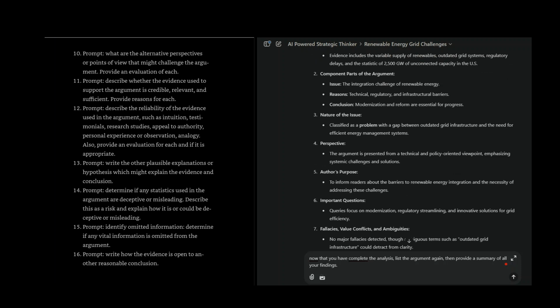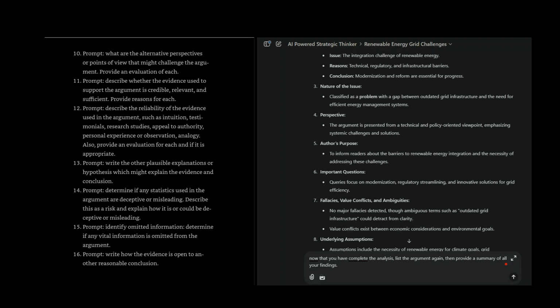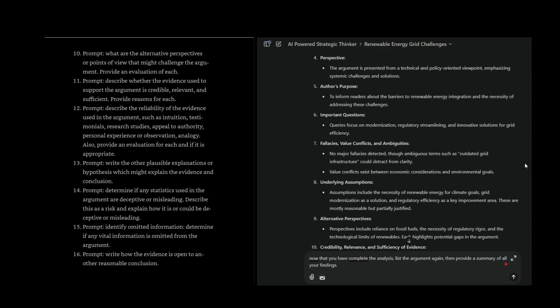3. Nature of the issue. Classified as a problem with a gap between outdated grid infrastructure and the need for efficient energy management systems. 4. Perspective. The argument is presented from a technical and policy-oriented viewpoint, emphasizing systemic challenges and solutions. 5. Author's purpose. To inform readers about the barriers to renewable energy integration and the necessity of addressing these challenges. 6. Important questions. Queries focus on modernization, regulatory streamlining, and innovative solutions for grid efficiency.